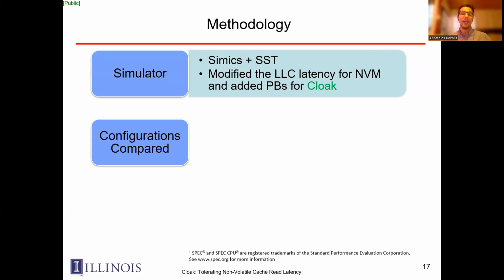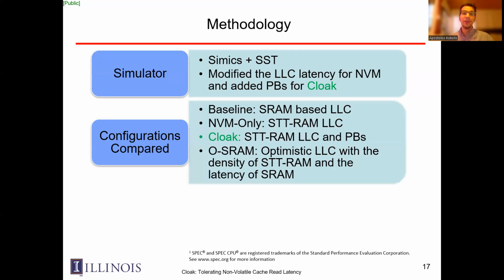In this case, we have an NVM that is 4 times more dense than SRAM. And we compare 4 different configurations. We have a baseline configuration that is based on an SRAM LLC. We have an NVM-only configuration that is using STT-RAM for LLC, which is 4 times bigger than SRAM. We have Cloak, which also has STT-RAM for LLC and the page buffers that we described. And we have an optimistic scenario that we call OSRAM, which has an optimistic LLC with the density of an STT-RAM, but the latency of an SRAM.